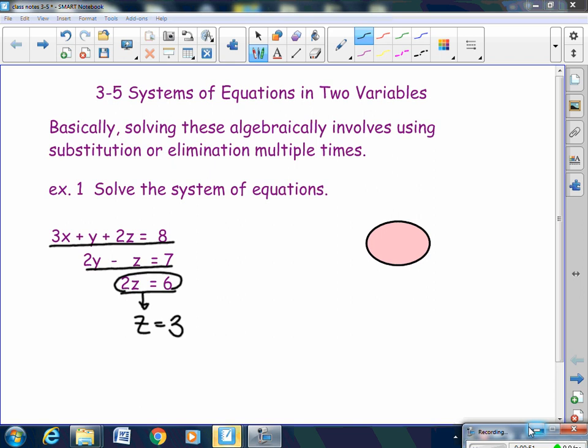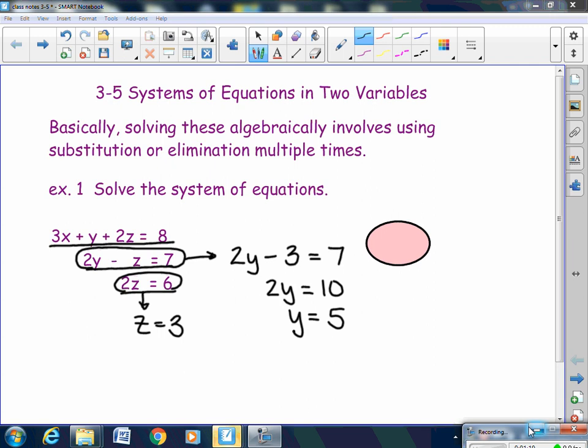Once you know that z equals 3, you can go up into the second shortest one, which is this one. In place of z, you can put 3, so it's going to look like 2y minus 3 equals 7. The only variable that's left is y, and now I can solve for y. 2y equals 10, so y equals 5.